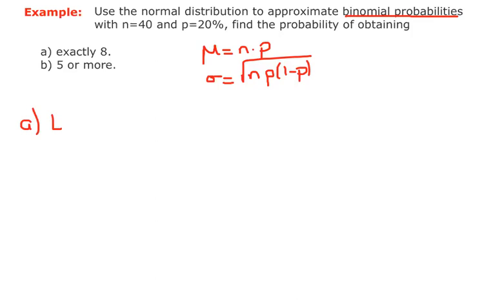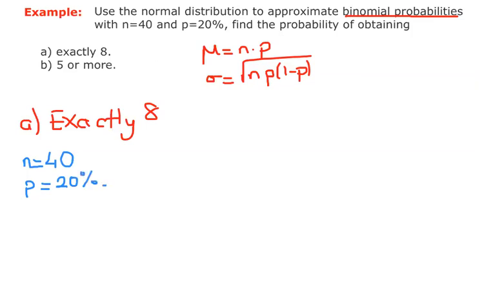Okay, so let's do our first one. Part A, exactly 8. What do we mean by exactly 8? We will come to that soon. Before that, let me first find, do I know n? Yes, n is 40. Do I know p? Yes, 20%, which means 0.2. What about 1 minus p? It is 1 minus 0.2, which is equal to 0.8. So these are what we know.